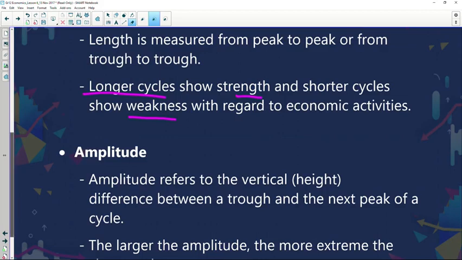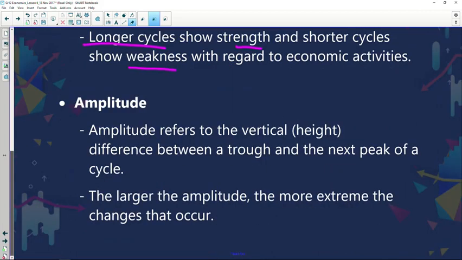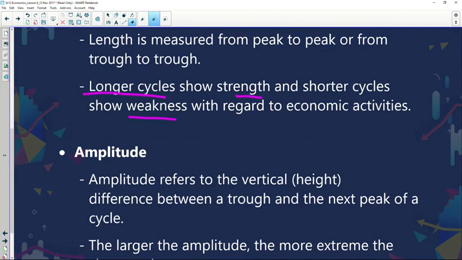And then the next point that we're going to look at is the amplitude. Amplitude refers to the vertical difference, which is the height, between a trough.